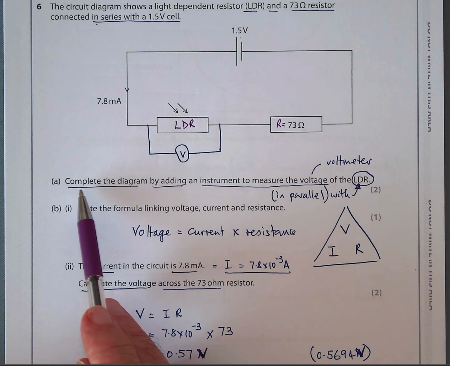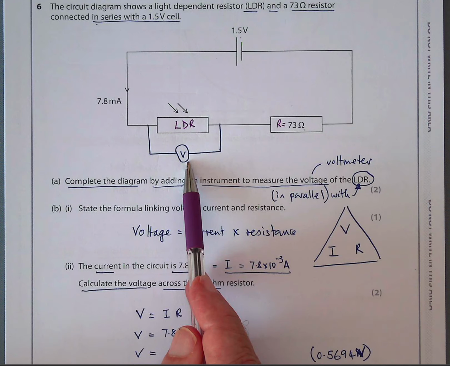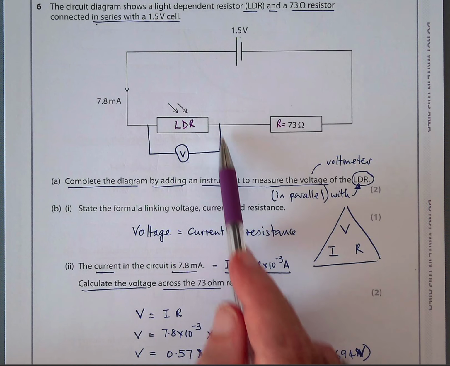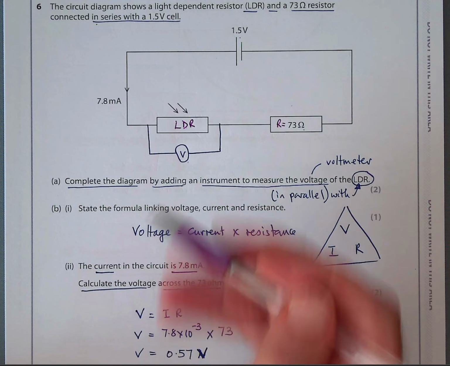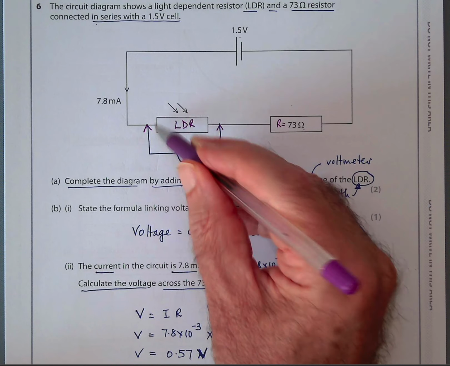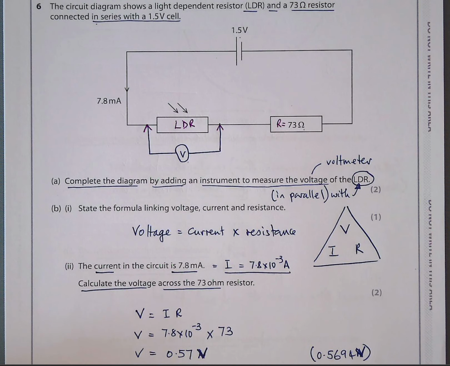Okay, complete the diagram by adding an instrument to measure voltage, which is a voltmeter, to measure the voltage of the LDR. So to measure the voltage of the LDR, remember, you need two wires to go across the LDR. Across means in parallel with. So the voltmeter doesn't actually go in the circuit, doesn't go in series with the circuit.